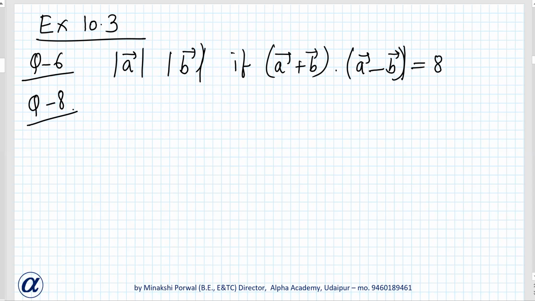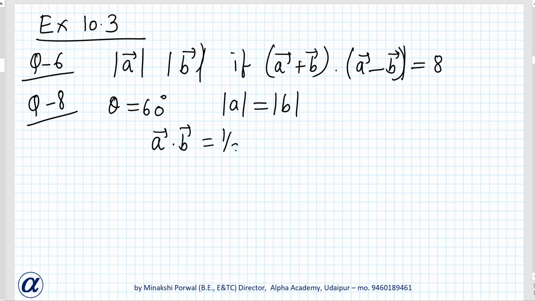Find the magnitude of two vectors having same magnitude and such that angle between them is 60 degree and their scalar product is 1/2. So what is given in question 8 is theta is 60 degree. The magnitudes of the vectors are equal, means magnitude of A equals magnitude of B. A dot B is 1/2.